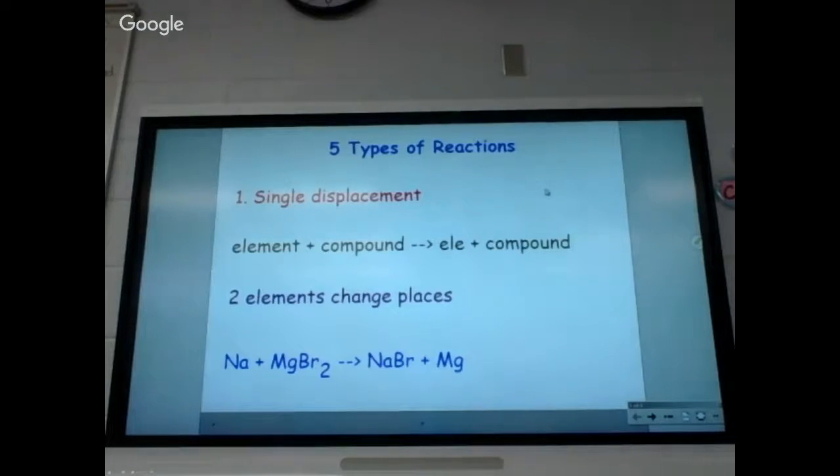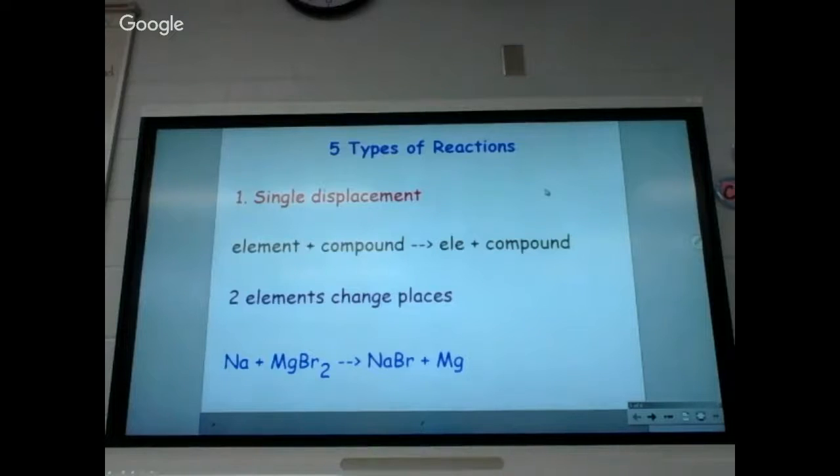Single displacement is always an element plus compound. Now, one of the ways that you can recognize single displacement, I told you on Friday, is it has how many plus signs? I heard one little weak voice out there. 2. Has 2 plus signs, okay? That's going to be different from synthesis and decomposition that we're getting ready to talk about because they're each only going to have 1 plus sign.